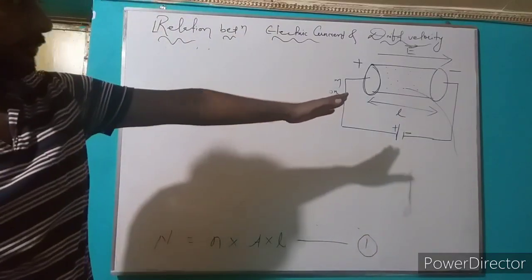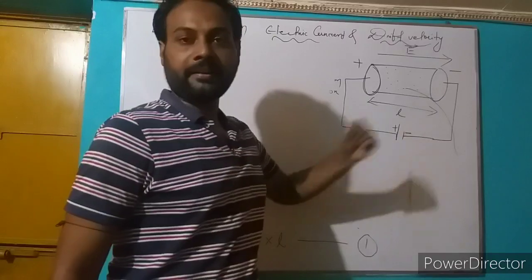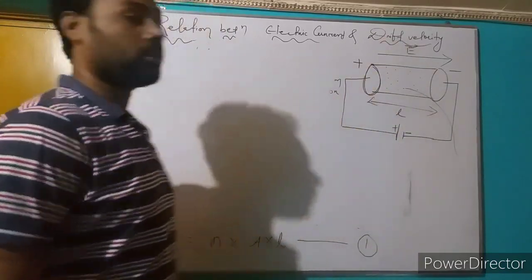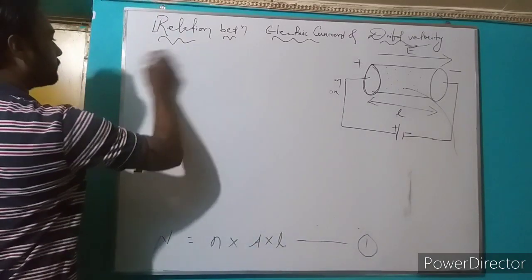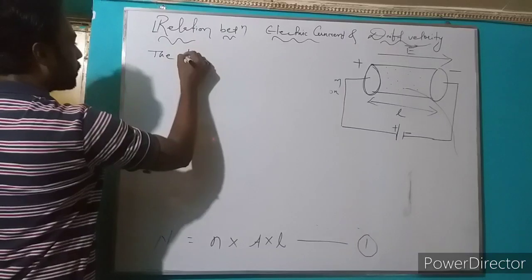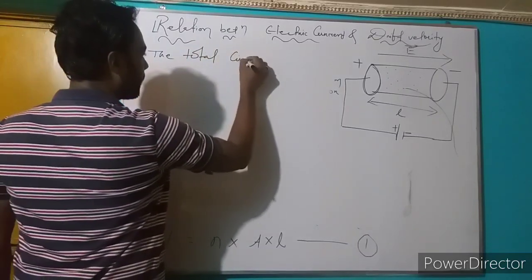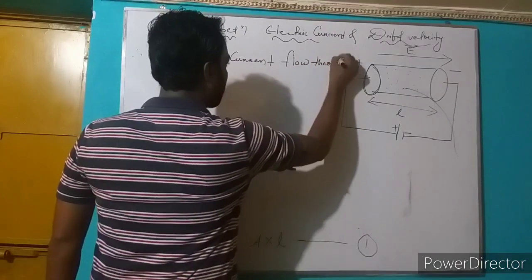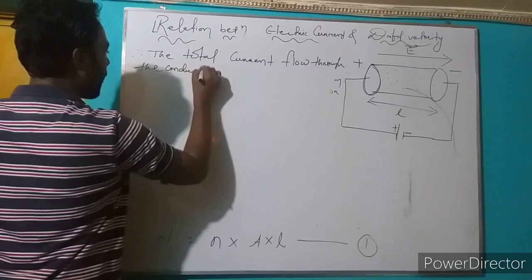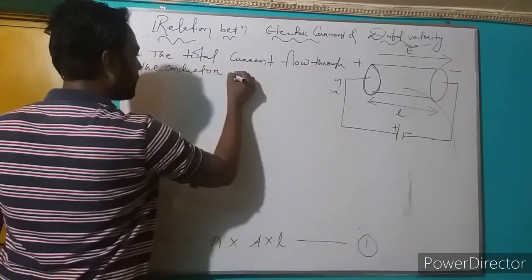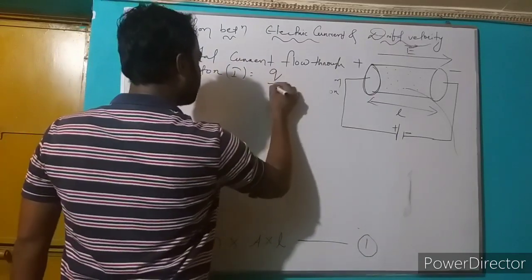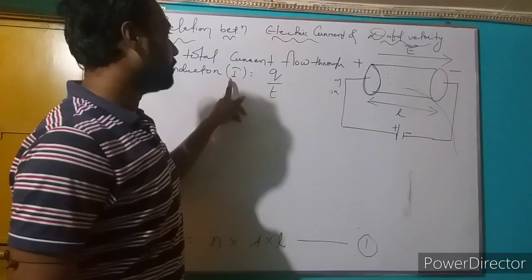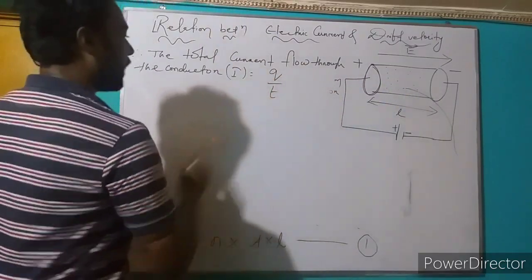Now, from the above diagram, the conductor is connected to a battery so that the charge inside the conductor flows continuously and steadily, which provides an electric current. Therefore, the total current flowing through the conductor, I, equals what? I equals Q by T. That means the total amount of charge flowing through the conductor per unit time is called the total current flowing through the given circuit. Clear? So I equals Q by T.